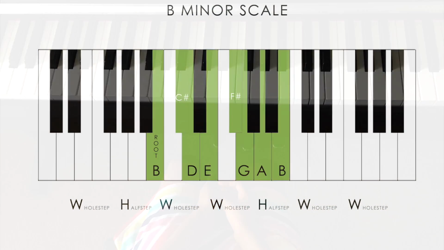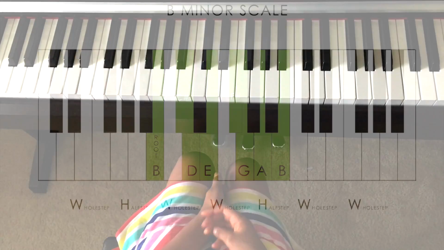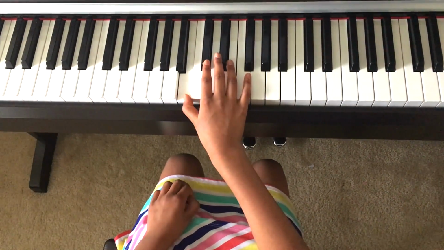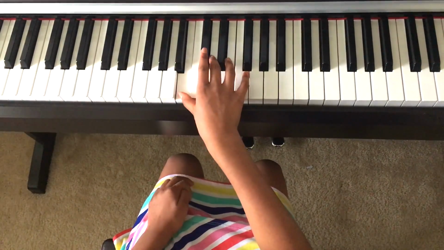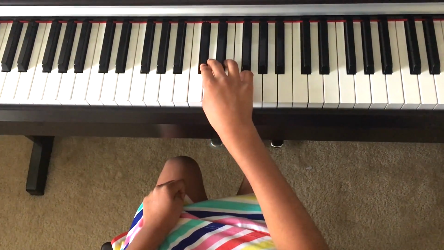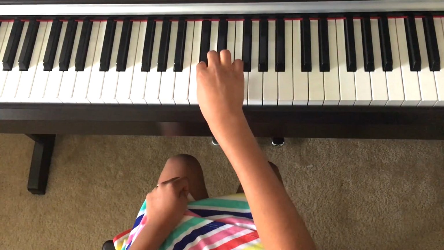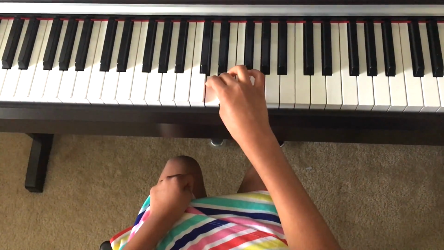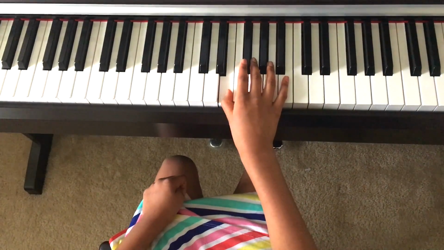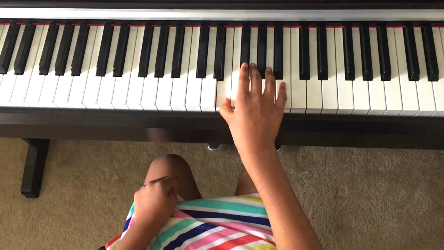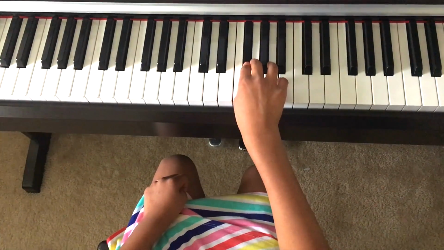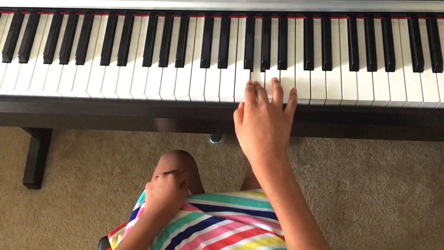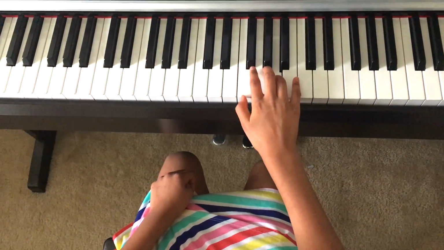Now let's do a B minor scale. So you start at B because that's your tonic or root. Then you go up a whole step, which is C sharp. Then you go up a half step, which is D. Then you go up a whole step to E, another whole step to F sharp, a half step to G, a whole step to A, and then back to the tonic B.